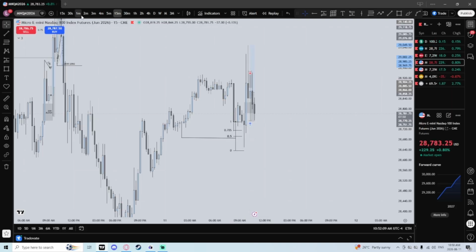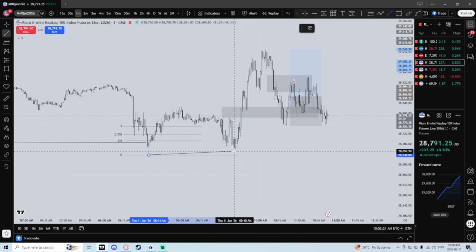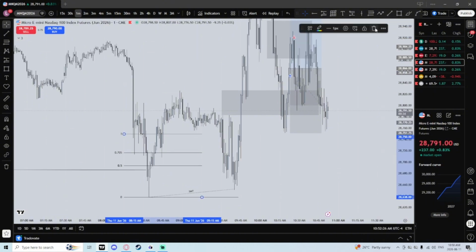But we did have a good rejection block here. And in this case, I was kind of open to taking a long off of the rejection block, but I don't really use them that much. And then what do we do? Price puts in a bullish SMT with ES. Okay, puts in a bullish SMT with ES.